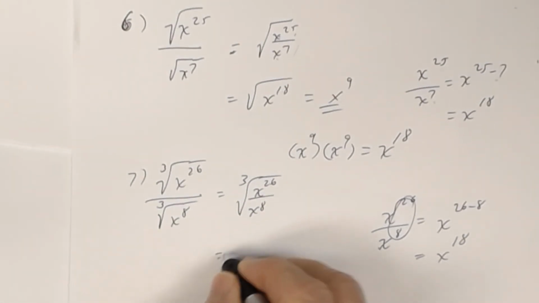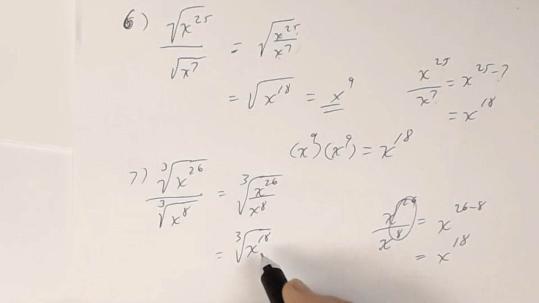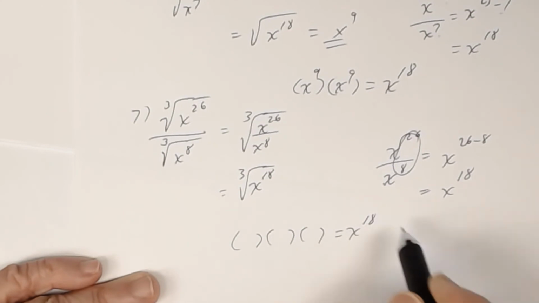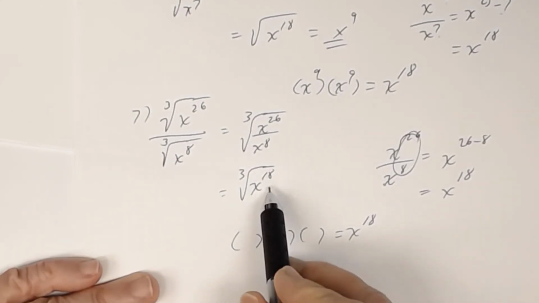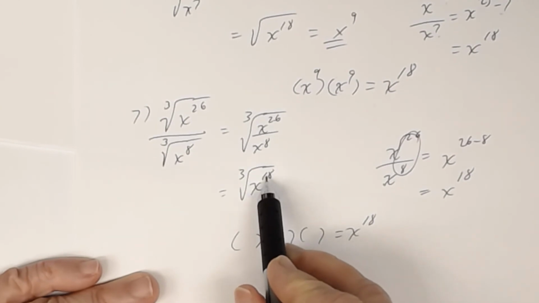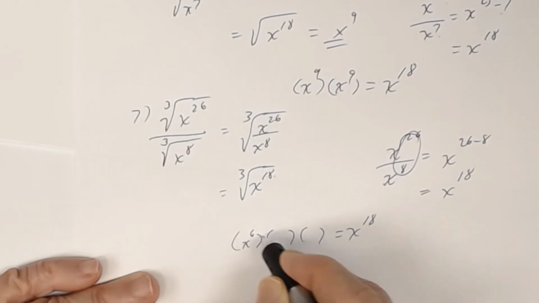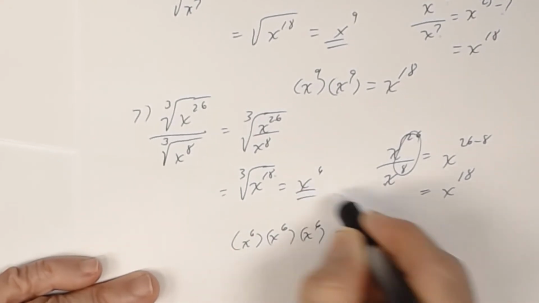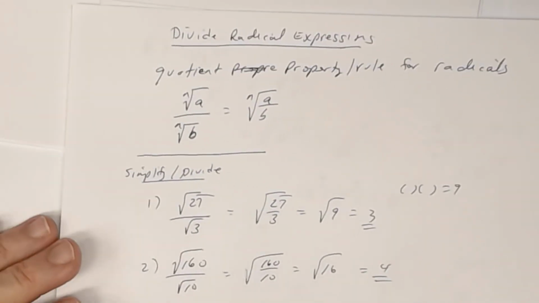And so this becomes the cube root of x to the 18. Remember what that means: what times itself 3 times is x to the 18. It's easy to determine what goes here by just taking the exponent and dividing by the index. 18 divided by 3 is 6. So you need 3 factors of x to the 6. That's what that means. And so you get x to the 6 as the answer. All right, so that was dividing radical expressions.